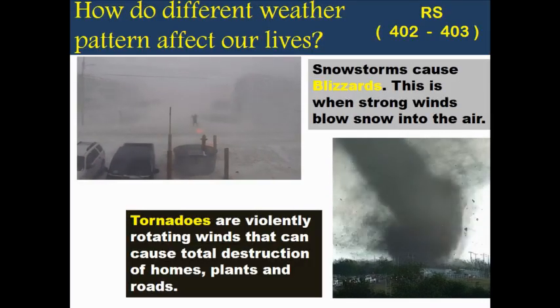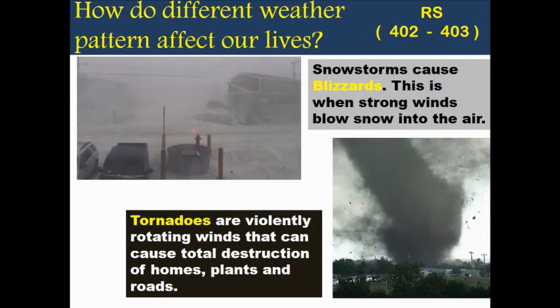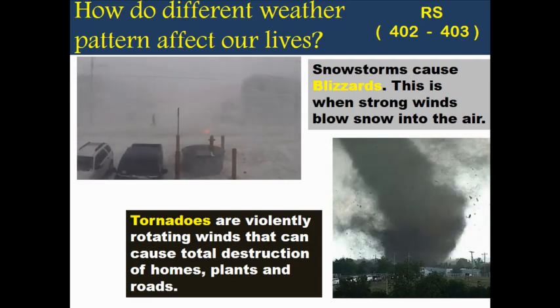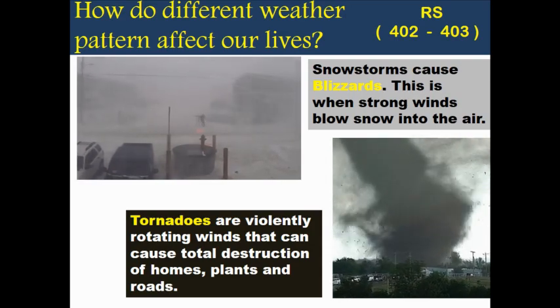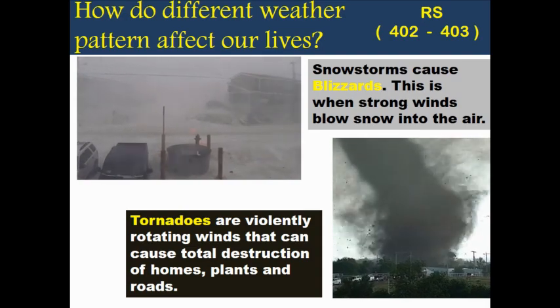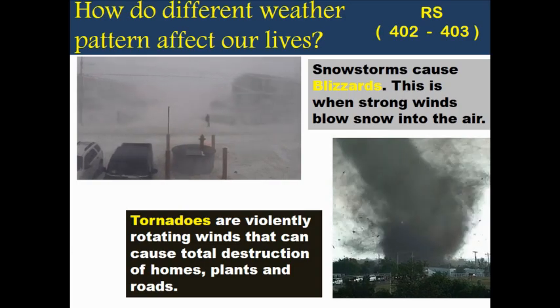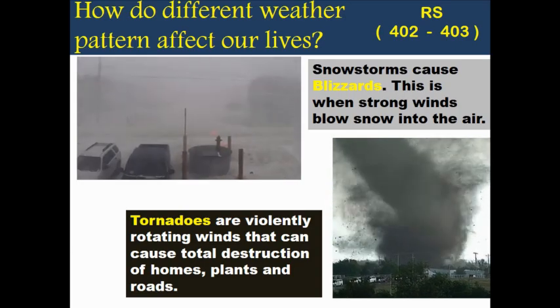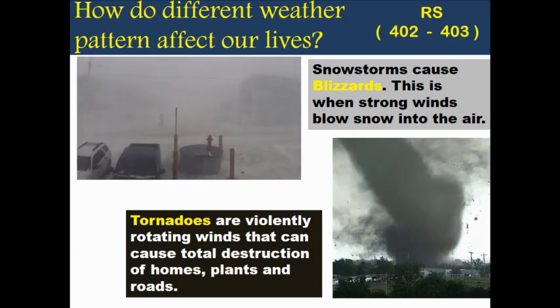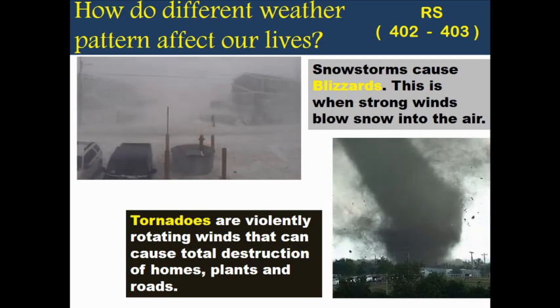Now here we have snowstorms and tornadoes. We spoke about this in the previous video, that snowstorms can cause blizzards. A blizzard is a very strong wind that blows snow into the air. And tornadoes are violently rotating winds that cause a lot of destruction.